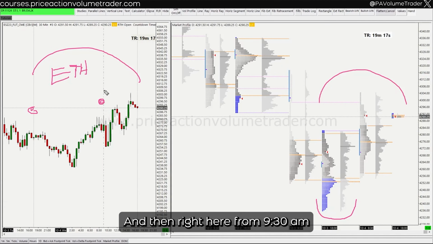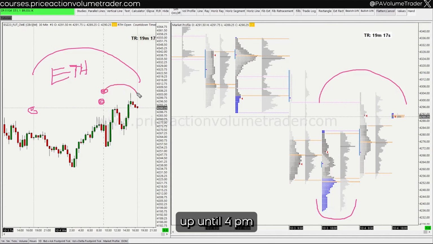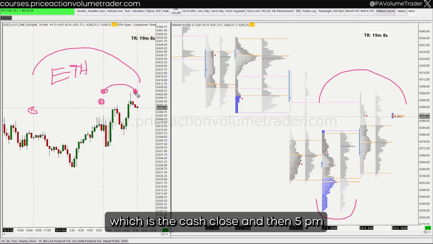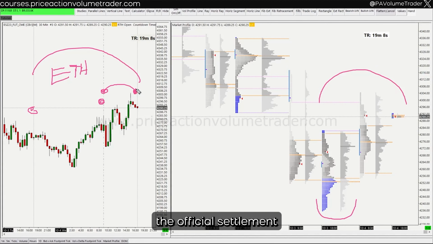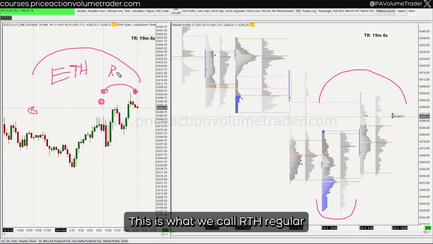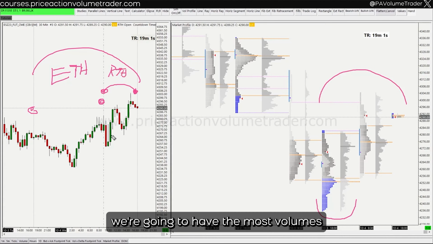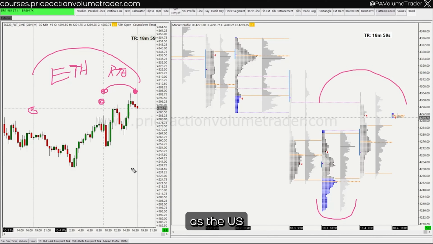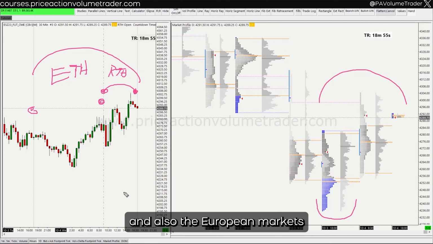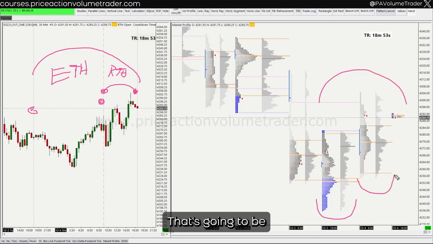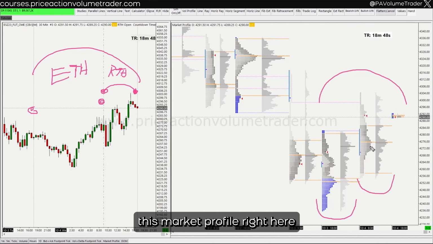And then right here from 9:30 a.m. up until 4 p.m., which is the cash close, and then 5 p.m. the official settlement, this is what we call RTH, regular trading hours. This is where we're going to have the most volume as the US market, and also the European markets up until 11 a.m. Eastern, are going to be open. That's going to be this market profile right here.